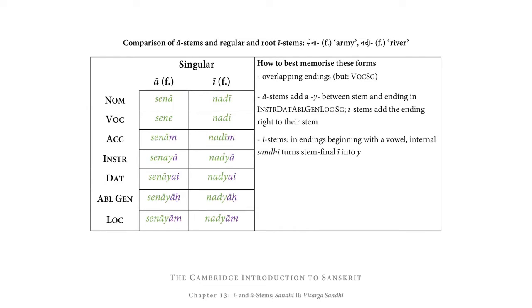And what happens is something that we've seen many times before, namely in front of another vowel, the I at the end of Nadi turns into its semi-vowel counterpart, Y. And so we don't have Nadi-a, but we have Nadya, Nadyai, Nadyah, Nadyah, Nadyam.